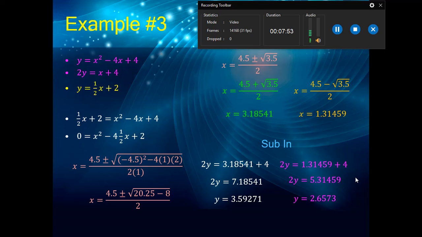There are 2 points of intersection. They're not at integer values, but that's okay. They're not always going to be. Now in the solution, I did round off to the nearest hundredths place. If the directions tell you to round off to the nearest tenths, you could do that as well. Just some kind of decimal place because it's not a whole number.